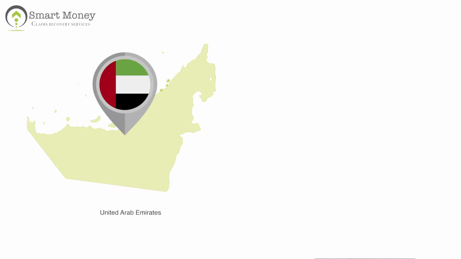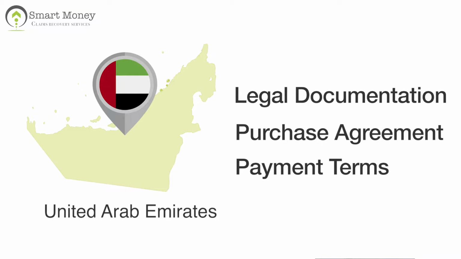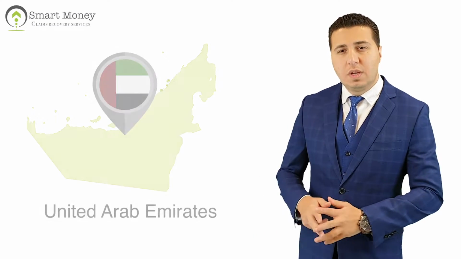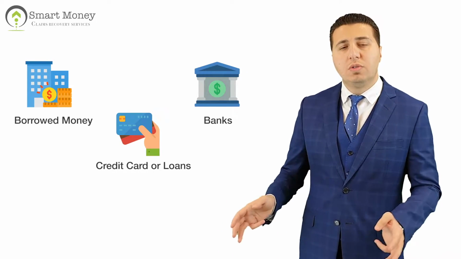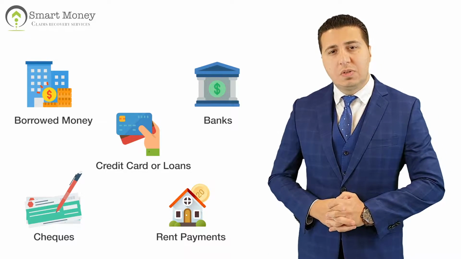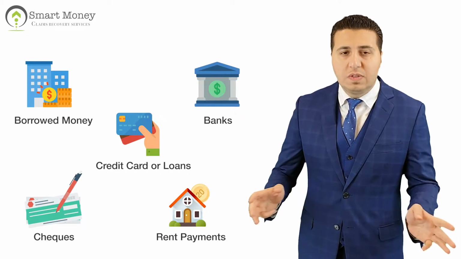This is a common case in the UAE, which is why it's important always to have legal documentation, purchase agreements, and payment terms clarified before going ahead. In the UAE, the financial obligations of debtors can take many forms, such as money borrowed by a debtor from financial institutions, banks, generally credit cards or loans, checks, and rent payments. Some of these forms of debt can be constituted by express contracts or financial obligations established through evidence.